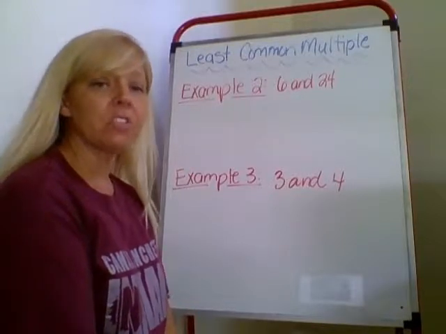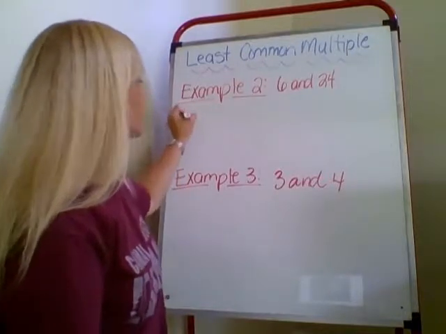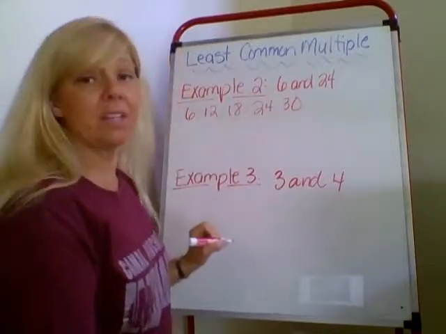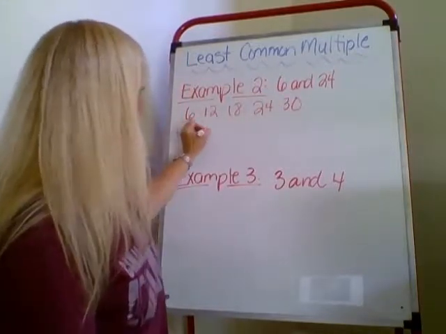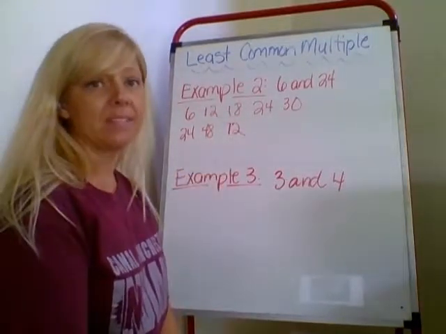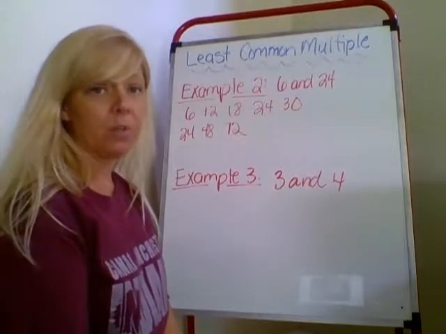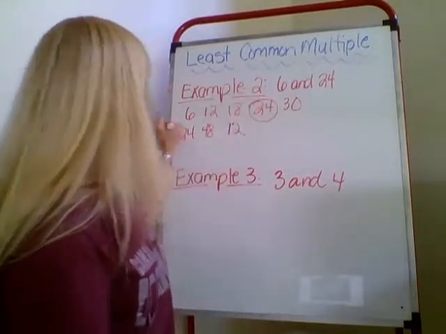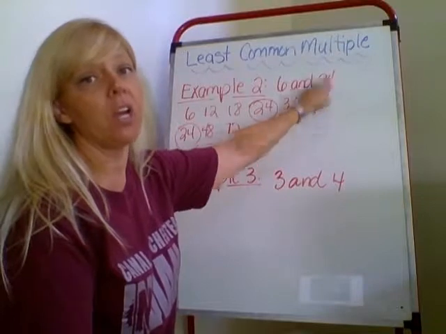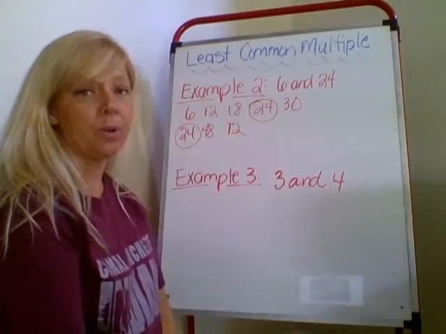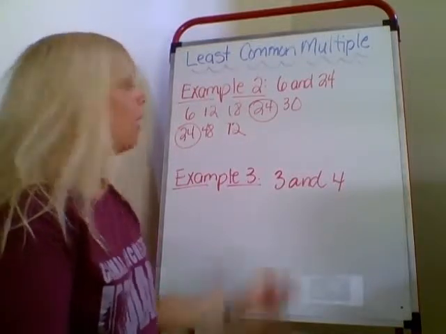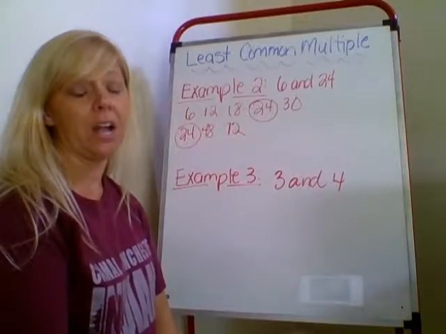So the first thing I'm going to do is start my list off with my 6s. So 6, 12, 18, 24, 30. My list of 24s is going to go 24, 48, and then 72. And then I'm going to notice really fast that 24 is my least common multiple. The reason why 24 is my least common multiple is because 6 can go evenly into 24. So I know that is going to be my least common multiple. If you know your math facts very well and you can recognize that, good for you. If not, make your list or do the slide method to find out the answer.